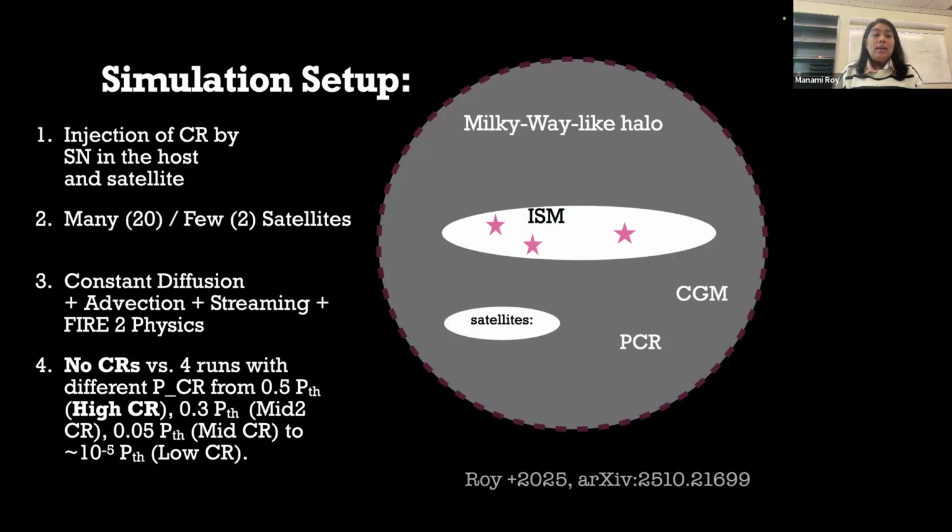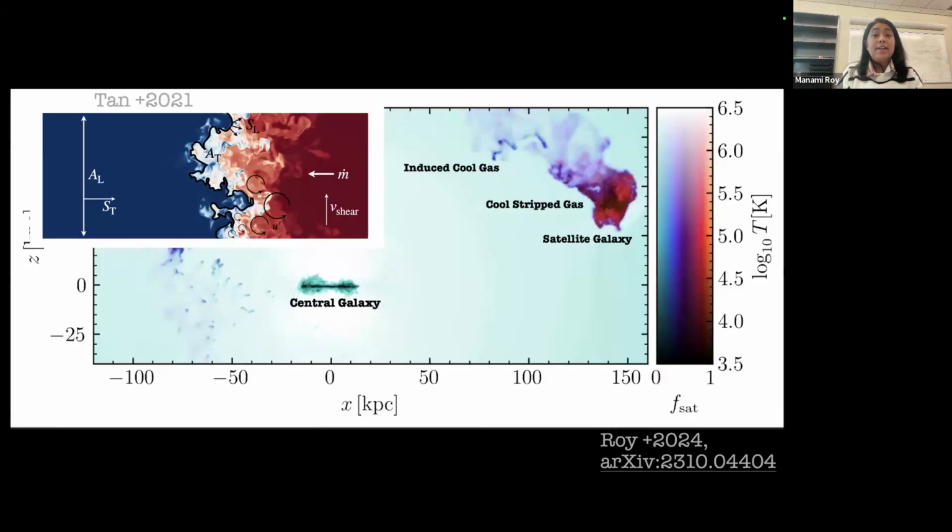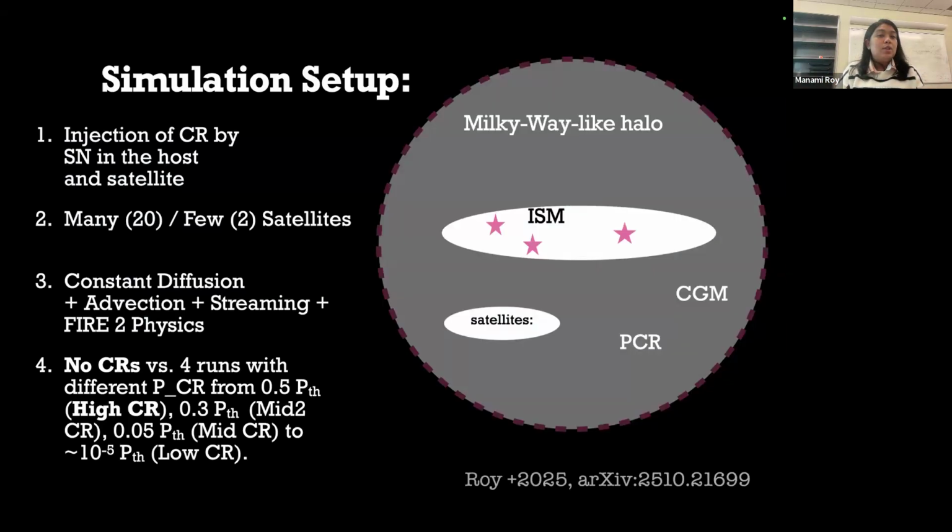So now let's see how these ram pressure stripped clouds, which you are seeing here, are modified by cosmic rays. For cosmic rays, we have this extra simulation setup, which basically injects cosmic rays by supernovae in the host galaxy or in the satellite galaxy, because both are forming stars. Then there is the usual transport model people use, like a constant diffusion coefficient. Then there is advection due to the wind velocity. And then there is streaming through the magnetic field, because we also have a magnetic field.